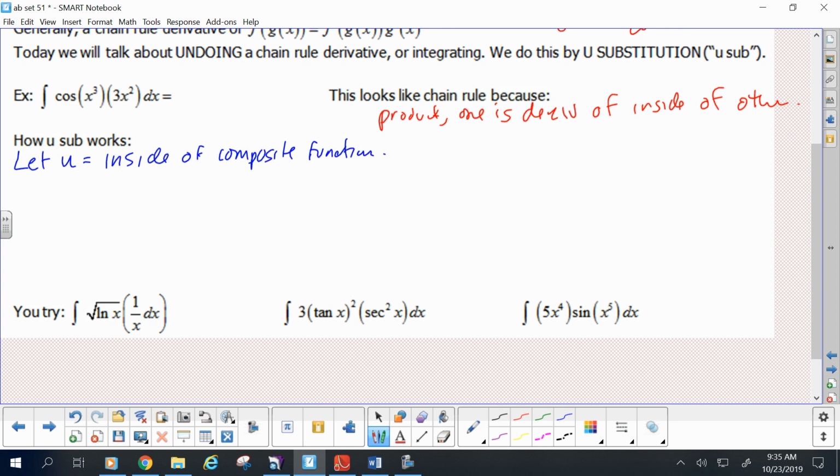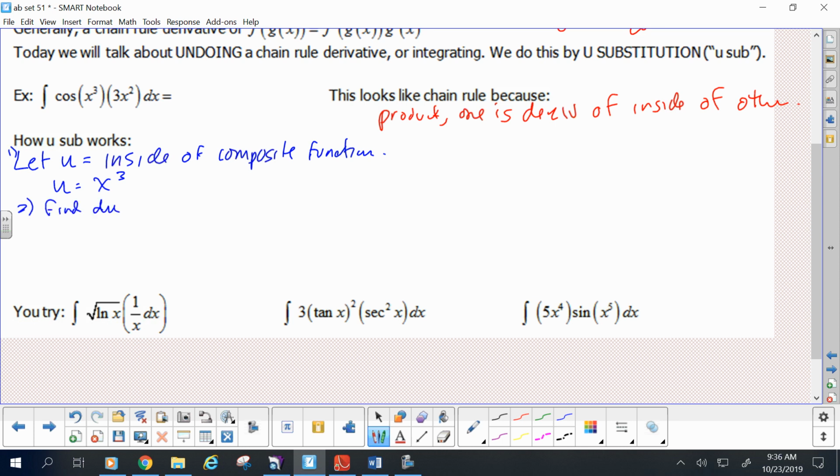So I'm going to say let u equal, now the composite function is the function within the function. And the function in the function is x cubed in cosine. So we're going to let u equal x cubed. All right, that's the first goal. After you've decided this is a u-sub problem, you choose u.